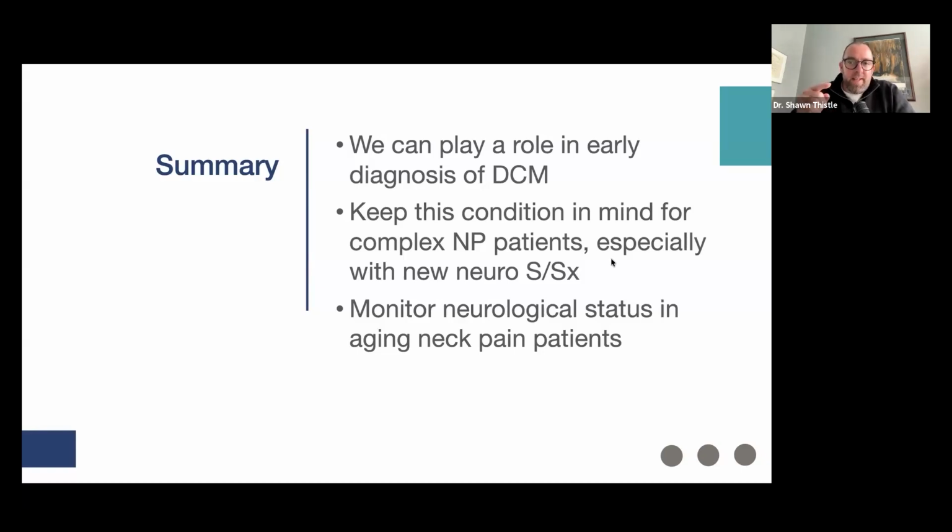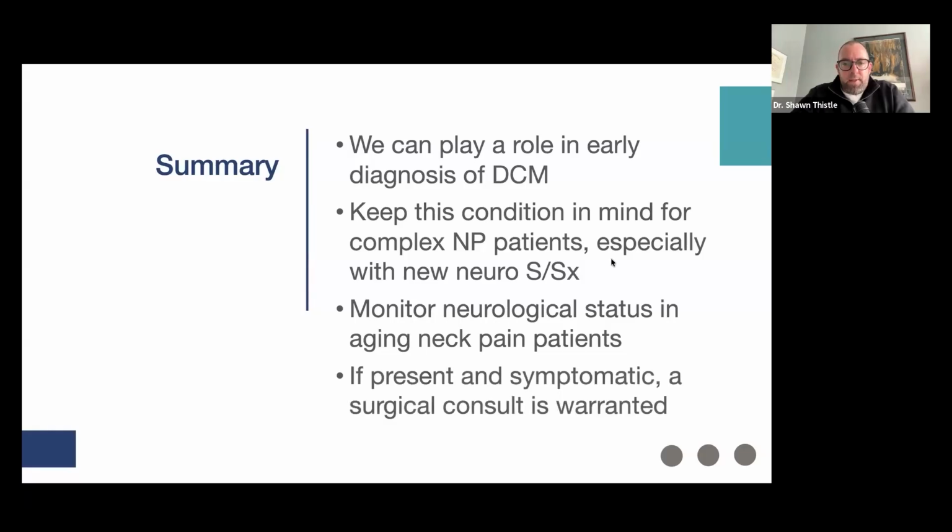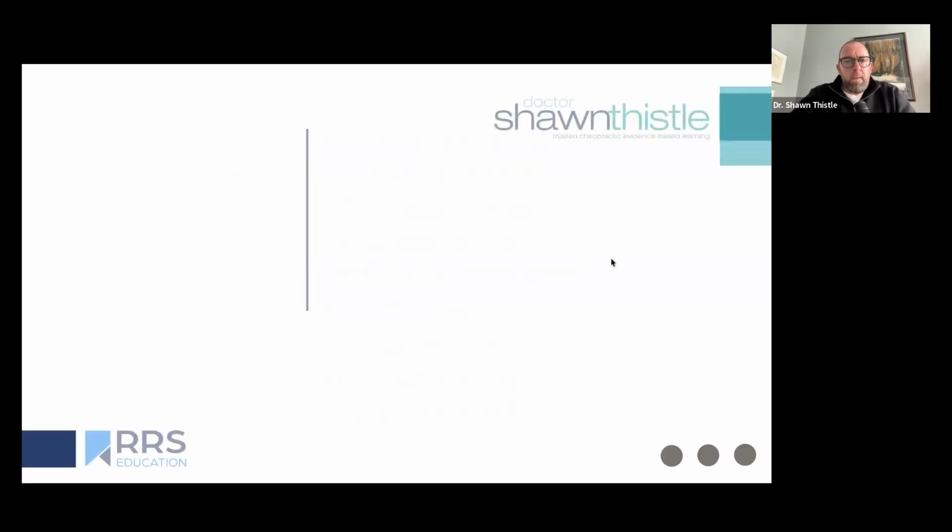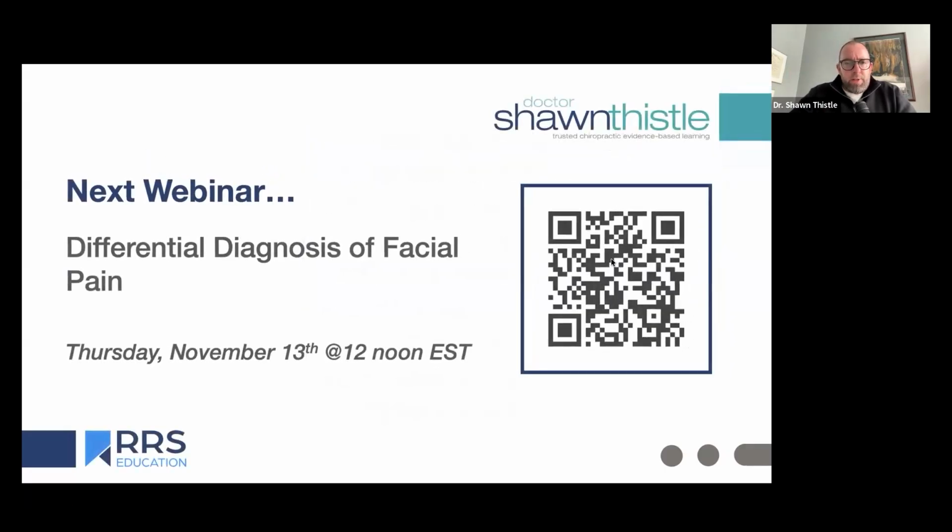And this condition falls into that last point. It's emergence of new signs and symptoms that you need to respond to accordingly. So always monitor neuro status in your aging neck pain patients. And if it's present and symptomatic, don't be afraid. Even if you've been treating them and then you discover it's there, get it assessed, diagnose it, talk to them about change in management with the emergence of new information, communicate with your patient and get them in the proper line of care. So that's what I have for you about differentials and clinical considerations for degenerative cervical myelopathy.